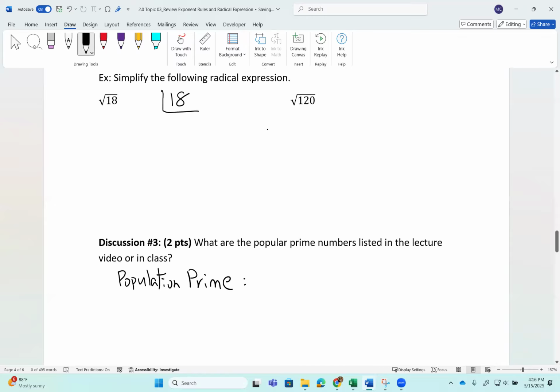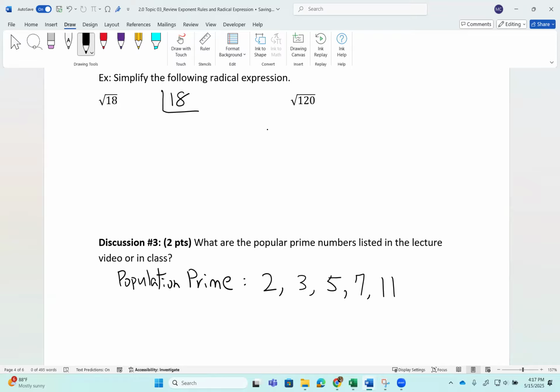But the first prime number is two, right? Then three, which is just one times three. Four is not a prime number. Five is, because it's only one times five. Six, seven. Seven is only one times seven. Eight, nine. Nine is not a prime number because nine is one times nine and three times three. So that's not a prime. A prime number only has one set of factors, one and itself. The next one is 11. So these are the popular ones.